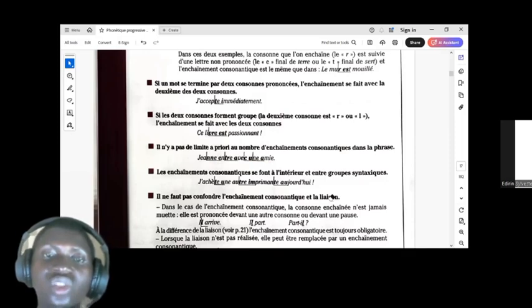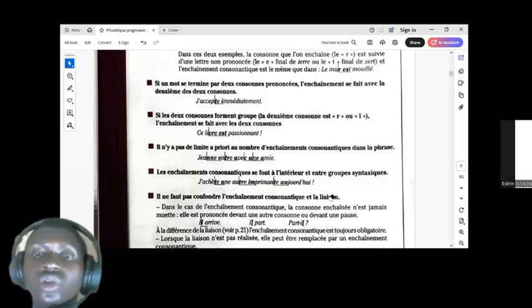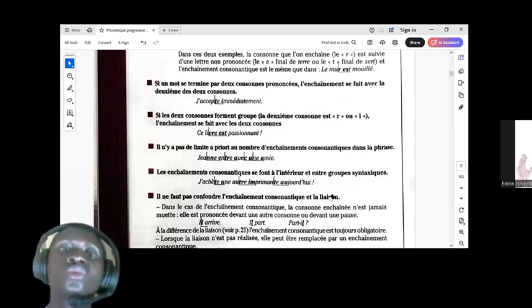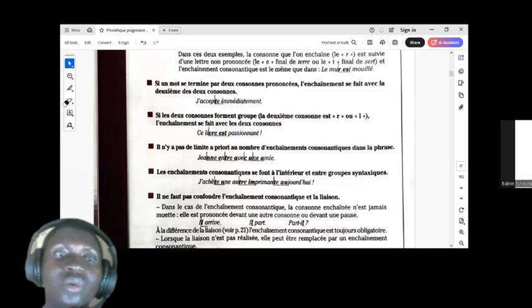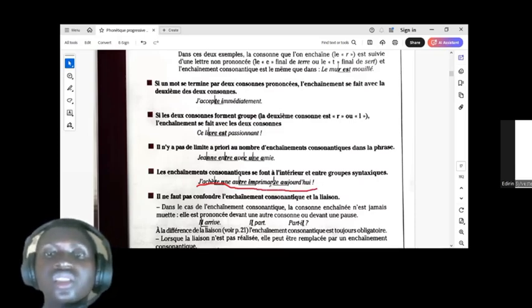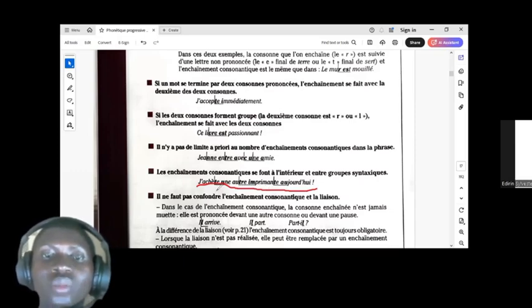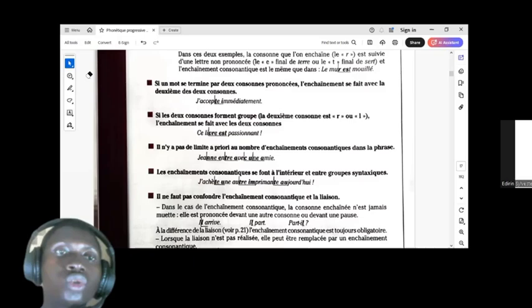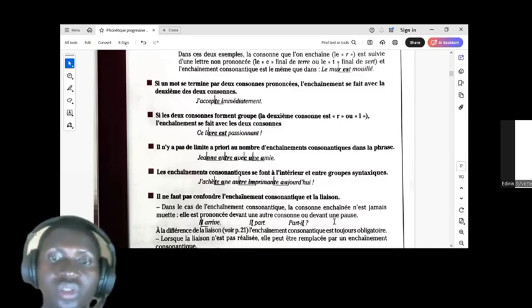Now, the next one is l'enchaînement conjonctif se fait à l'intérieur et entre groupes rythmiques. It's always within. Look at this example now. We have "j'achète une autre imprimante aujourd'hui." So you see the T added to this aujourd'hui, the T added to this imprimante, the T added to this une. So it can be as many as possible, but it's at the interior of the word. So you want to take note of them, it is important.